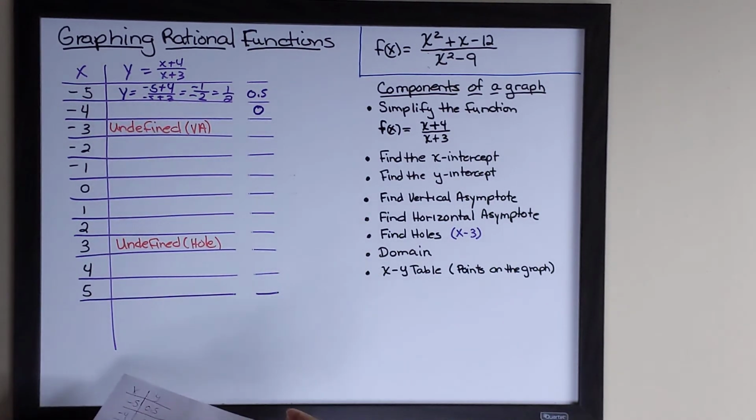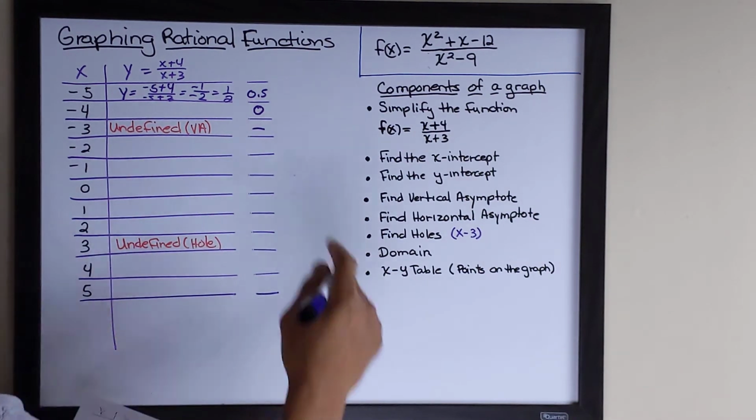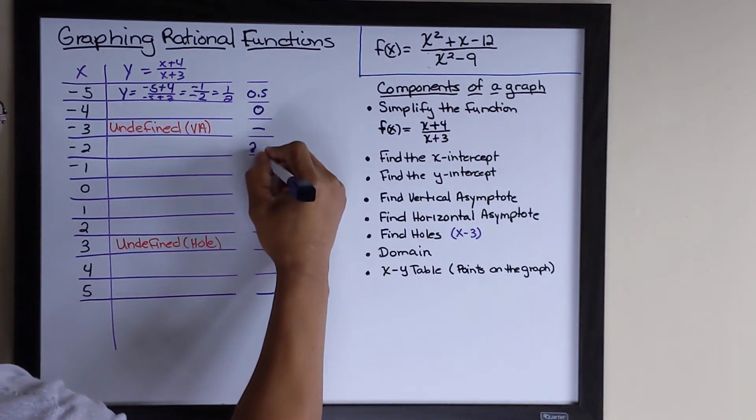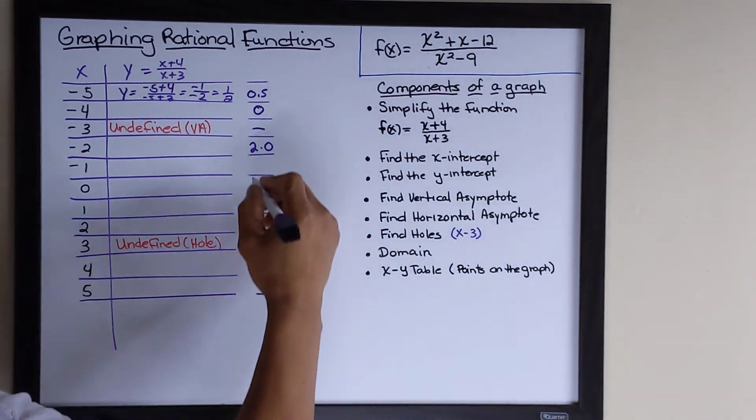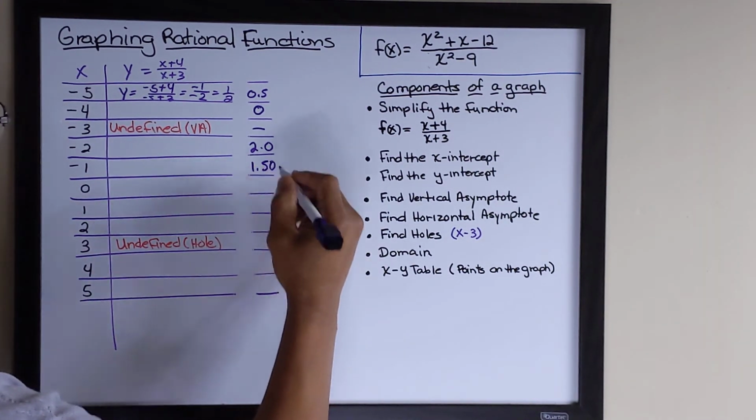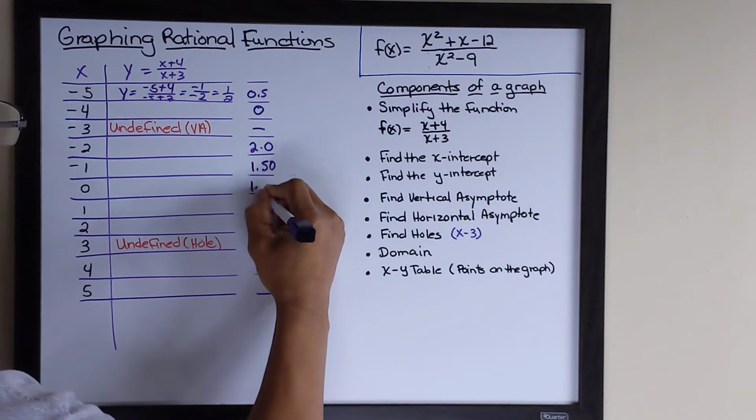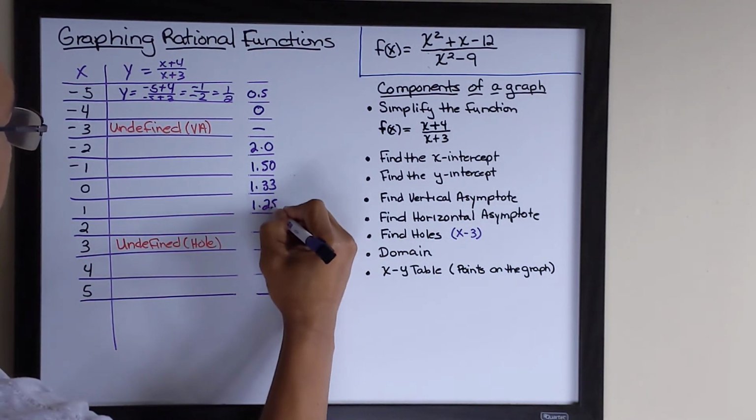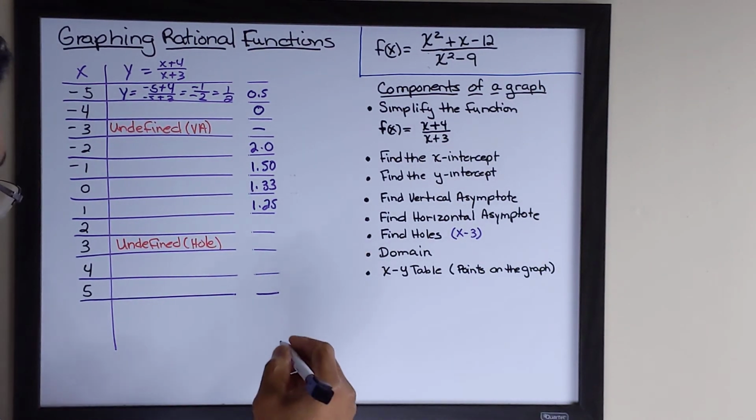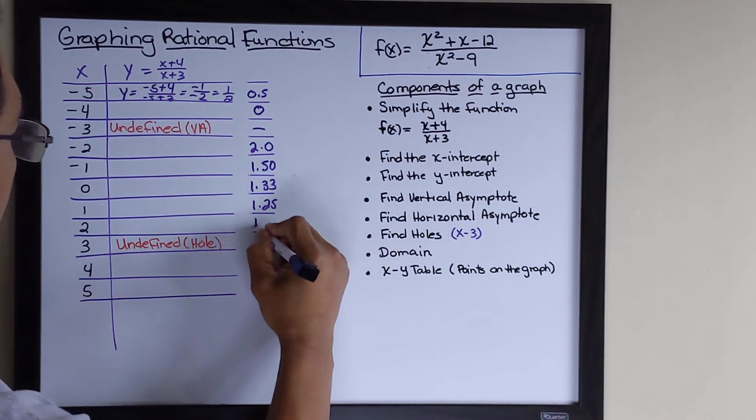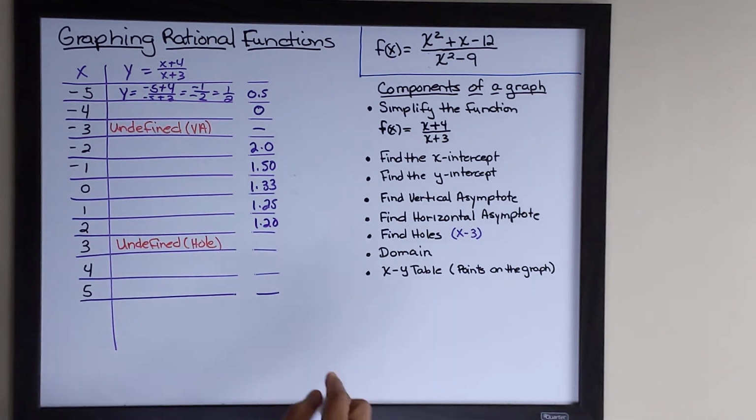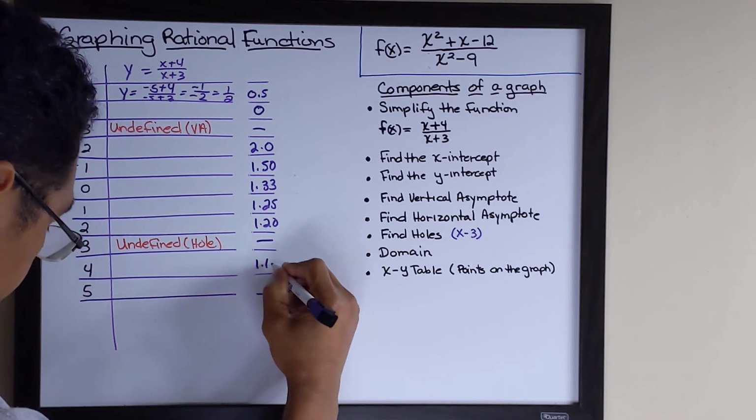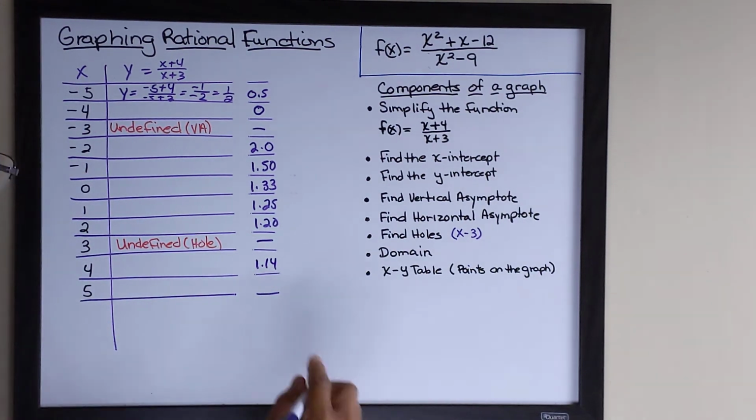This would be 0. Of course, this is undefined. This is 2, and then this is 1.5, and then this is 1.33, this is 1.25, this is 1.20, and of course this is undefined. This is 1.14, and this is 1.12. And that's it. All right.